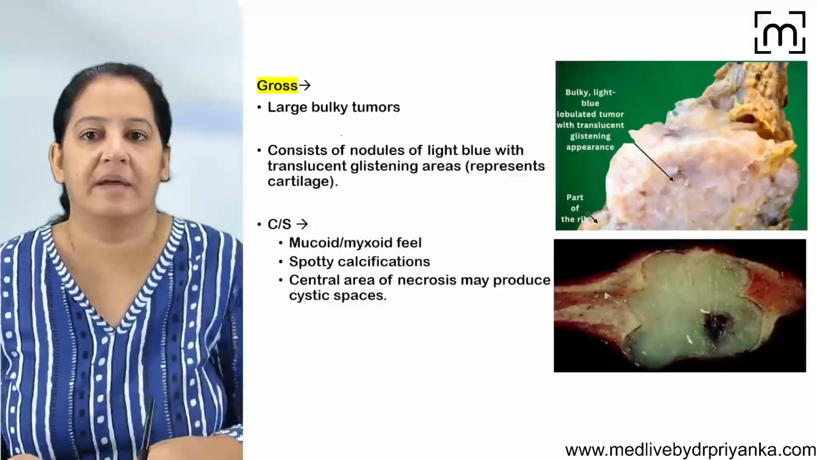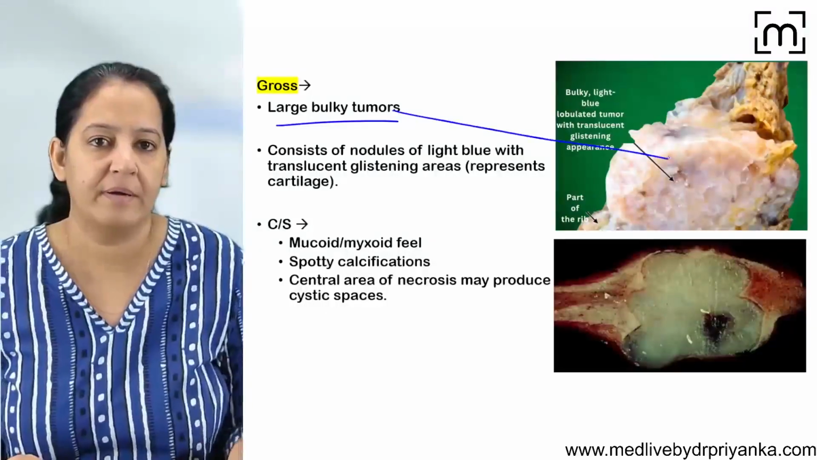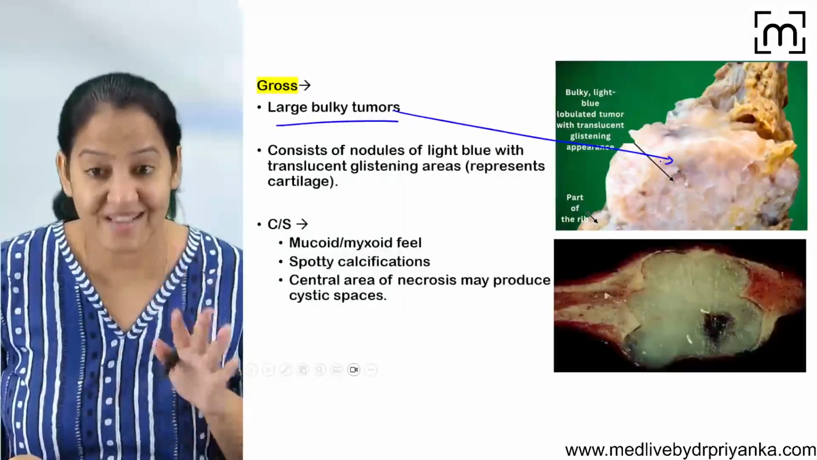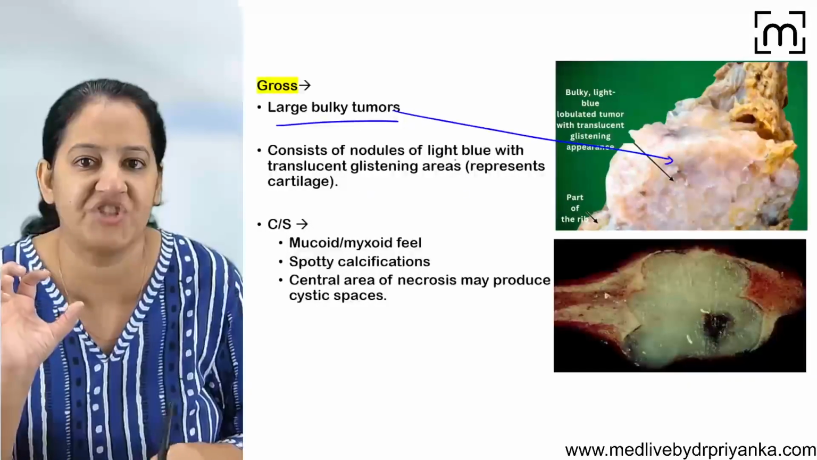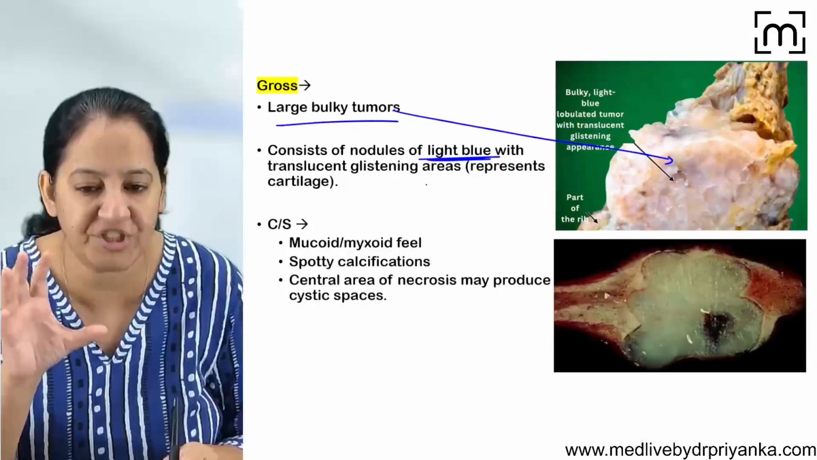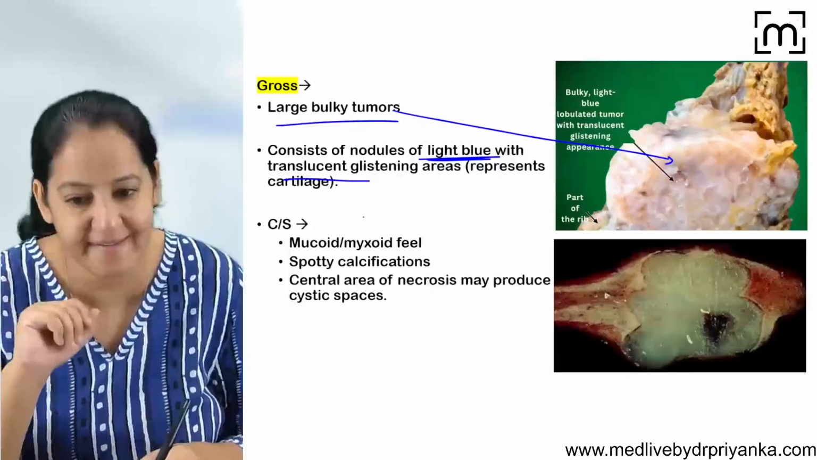Coming to the gross, it's a large bulky tumor, but the cut surface, since it's cartilage, is bluish in nature. It has a bluish tinge, a light bluish translucent tinge. Have you seen cartilage?